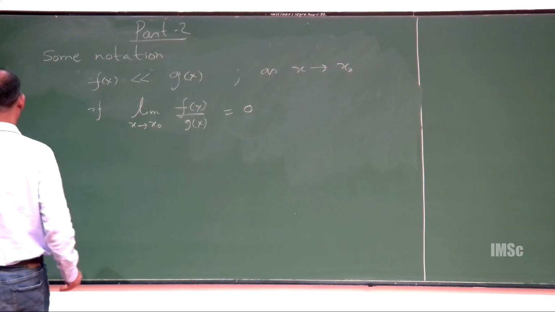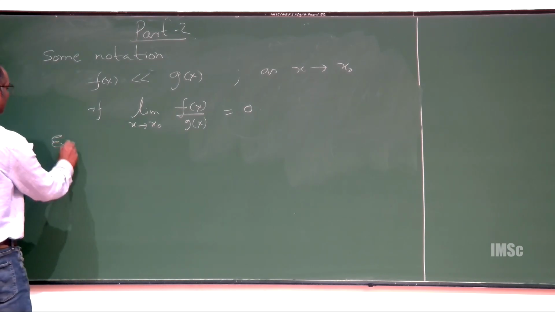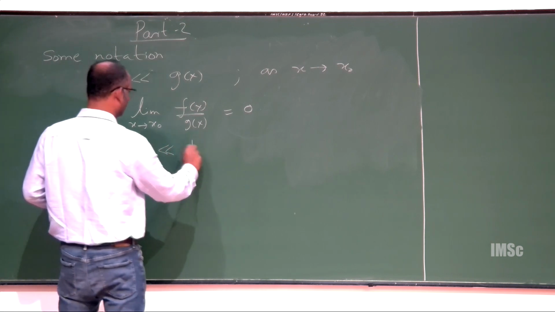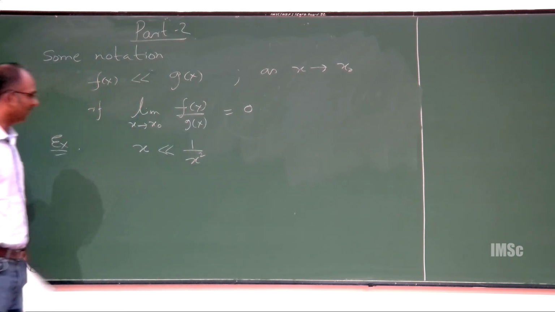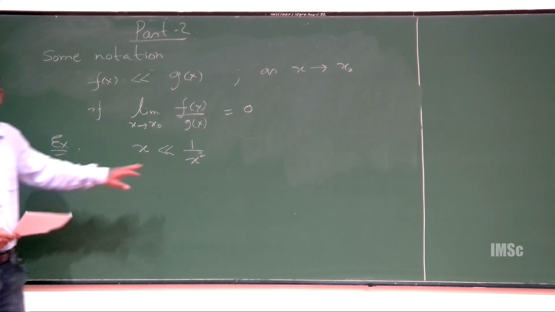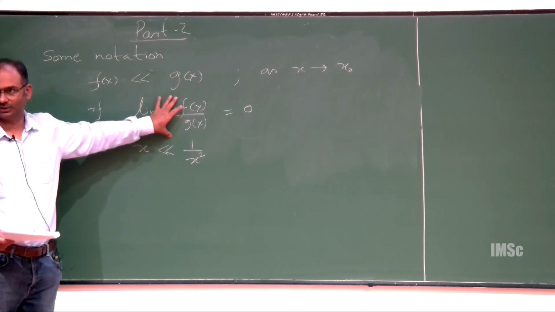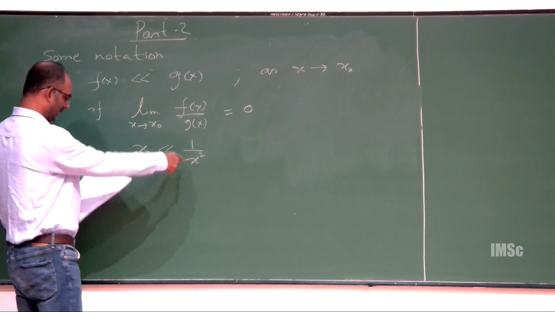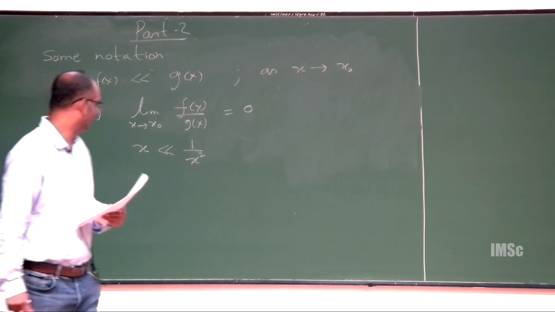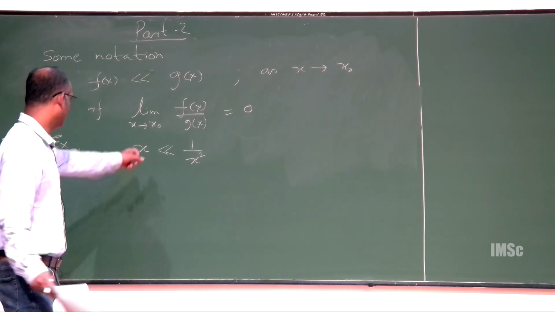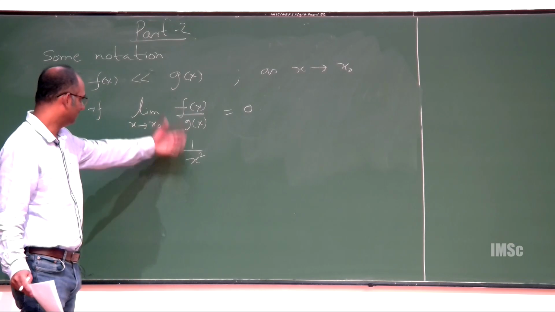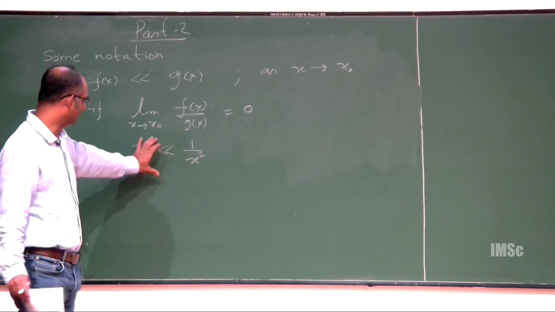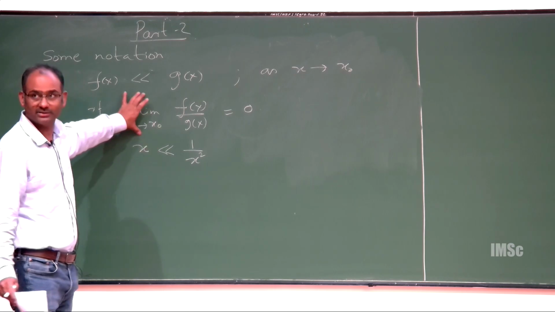So I'll give you an example, or maybe two. x is much smaller than 1 over x squared. Okay, we already have this notion in mind. I'm just giving a concrete definition of what it means. So you can take the ratio, x divided by 1 over x squared, that's going to give you x cubed, and as x goes to 0, that goes to 0. So this statement is correct according to this definition.